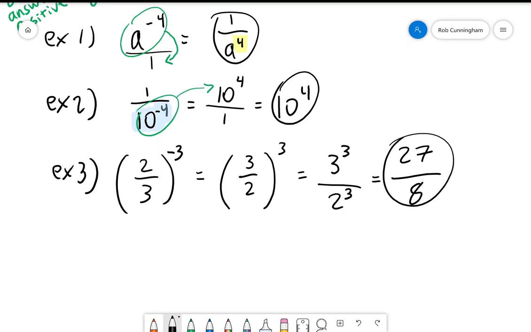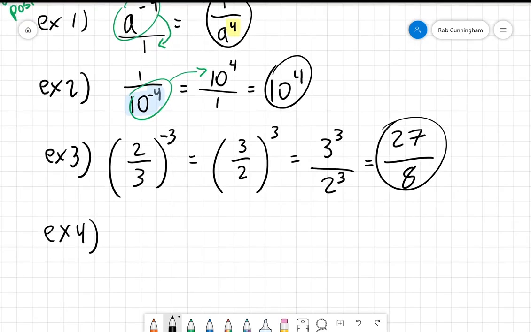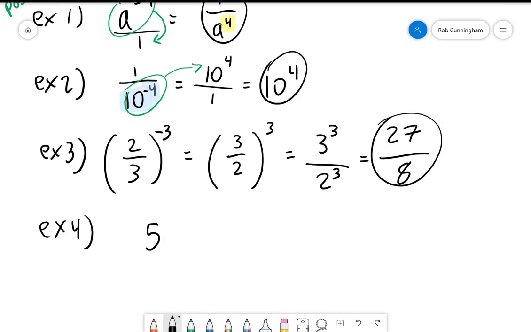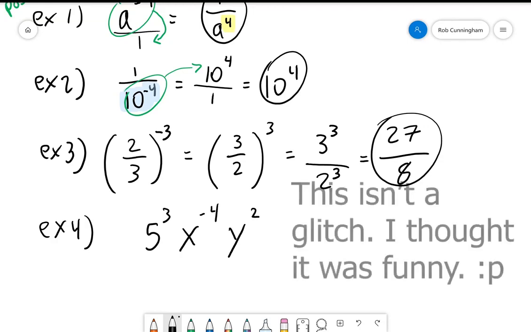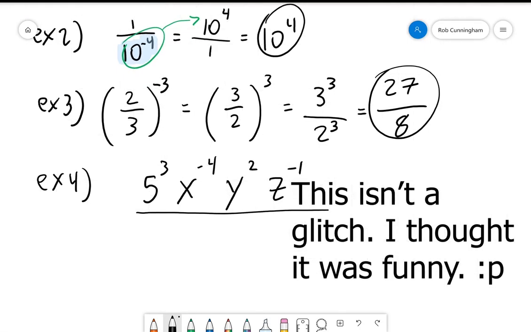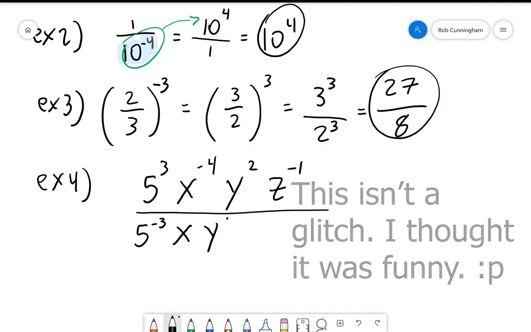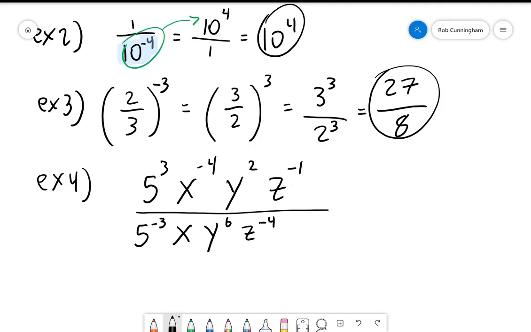Let's try one that's going to look really, really weird at first. Let's do something super duper complicated, like 5 to the 3rd x to the negative 4 y to the 2 z to the negative 1, all divided by, I don't know, 5 to the negative 3, x, y to the 6, z to the negative 4. I don't know, something big and horrible looking like that. But again, this looks bad, but let's take it one teensy-weensy little step at a time, shall we?